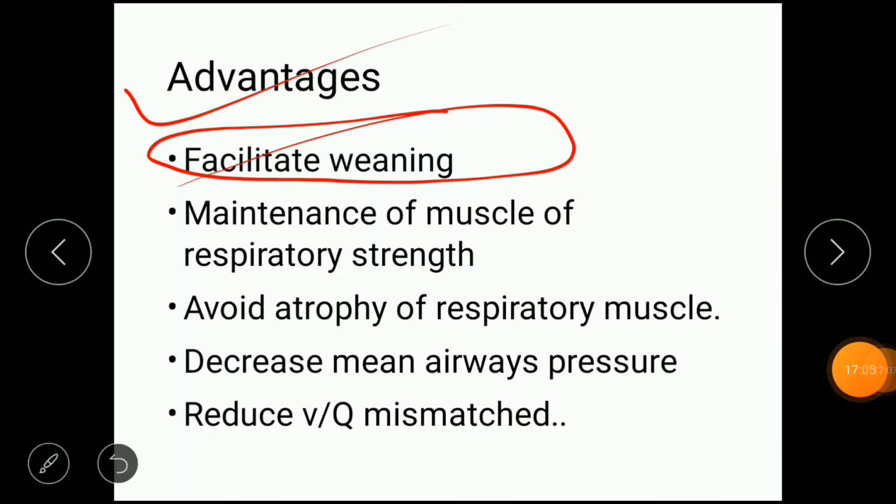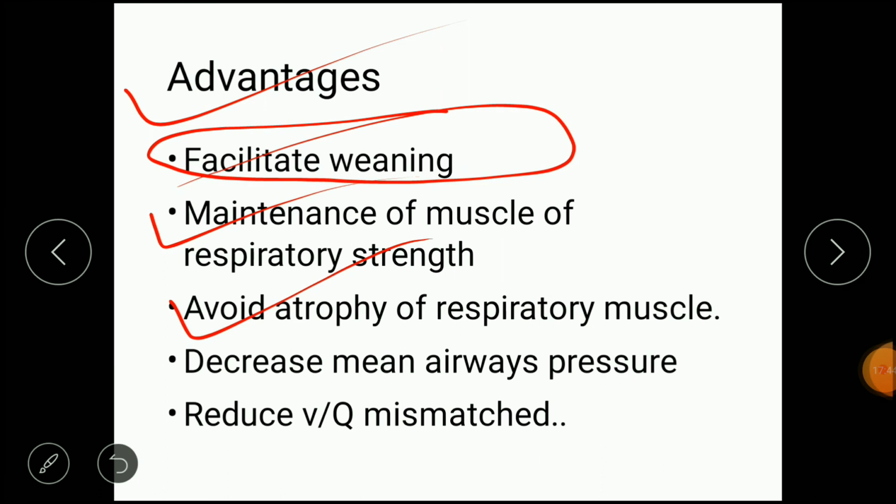Second is maintenance of respiratory muscle strength. That means if the patient also does breathing and the machine also provides ventilation, the strength of the muscle is maintained. So the advantage is maintenance of respiratory muscle strength. It avoids atrophy of respiratory muscle, because in AC mode or CMV mode, diffuse atrophy of muscle is seen. But here the patient can also try and do spontaneous breathing. So that is why diffuse atrophy is not present in this type of mode. So it avoids atrophy of respiratory muscle.